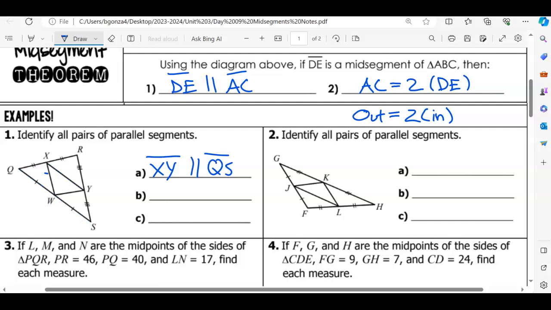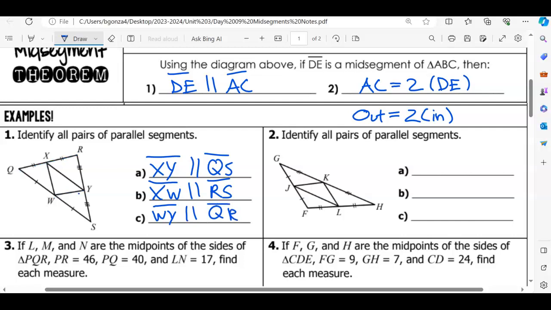All right, and then let's do it with the next one, which is going to be XW. So from X to W, this one is parallel to what? RS. And then the last one we have is WY, parallel to QR.